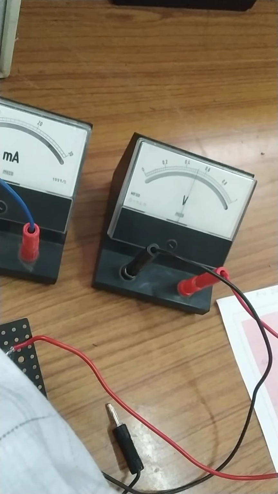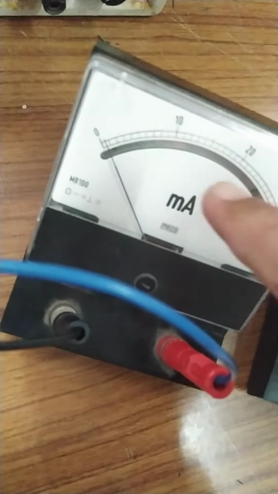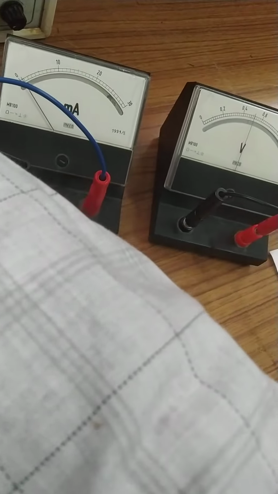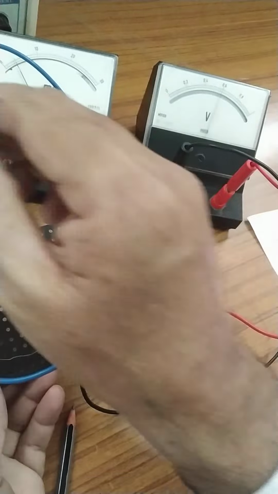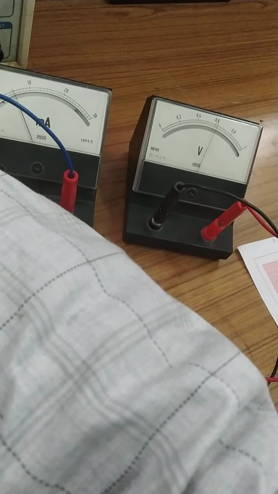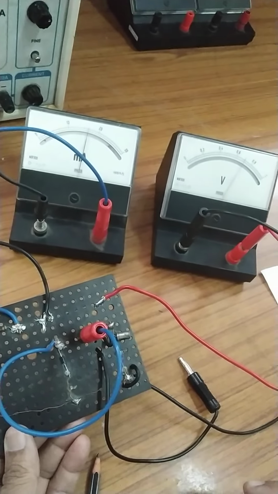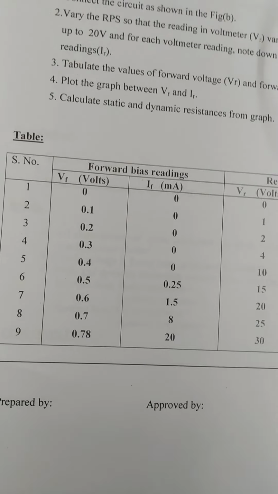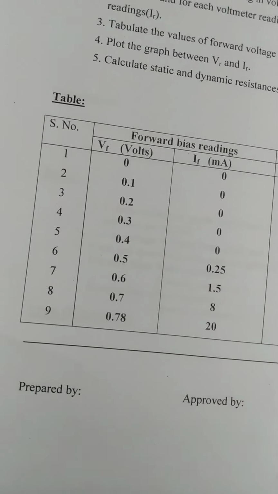Now come to 0.5. We get a small current, 0.25 milliamps. Then 0.6. Take the values for 0.6. For 0.6 we will get 1.5 milliamps. Then 0.7. We will get 8 milliamps. Then 0.78. We will get nearly 20 milliamps. So finally we will get the values. Tabulate all the values in the tabular column.